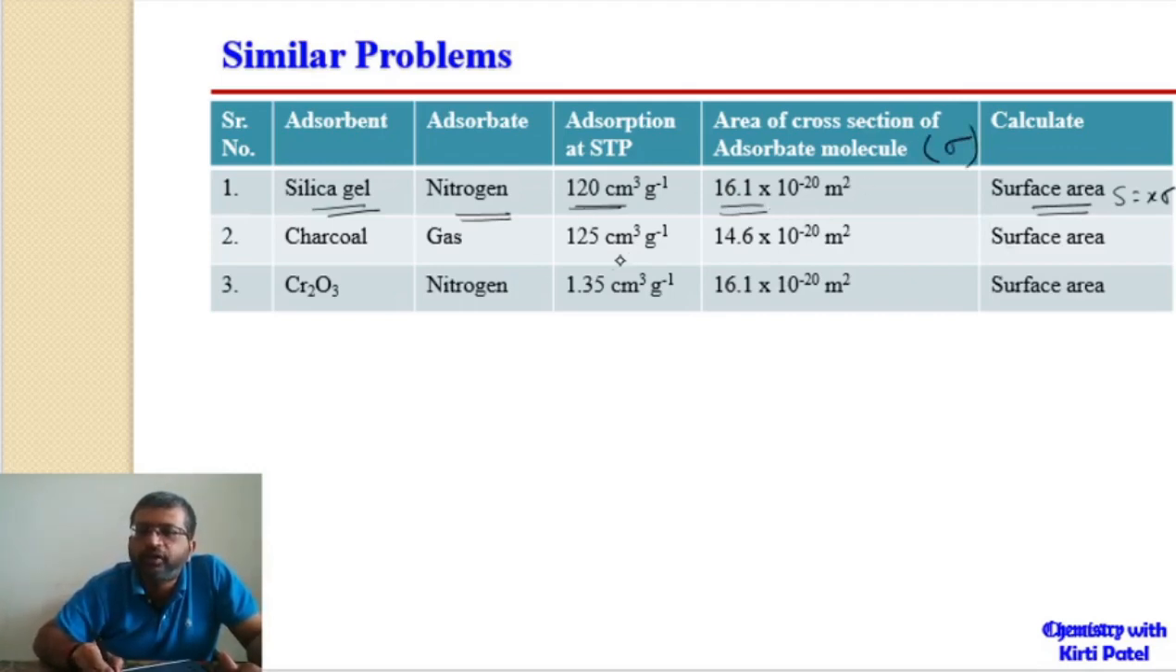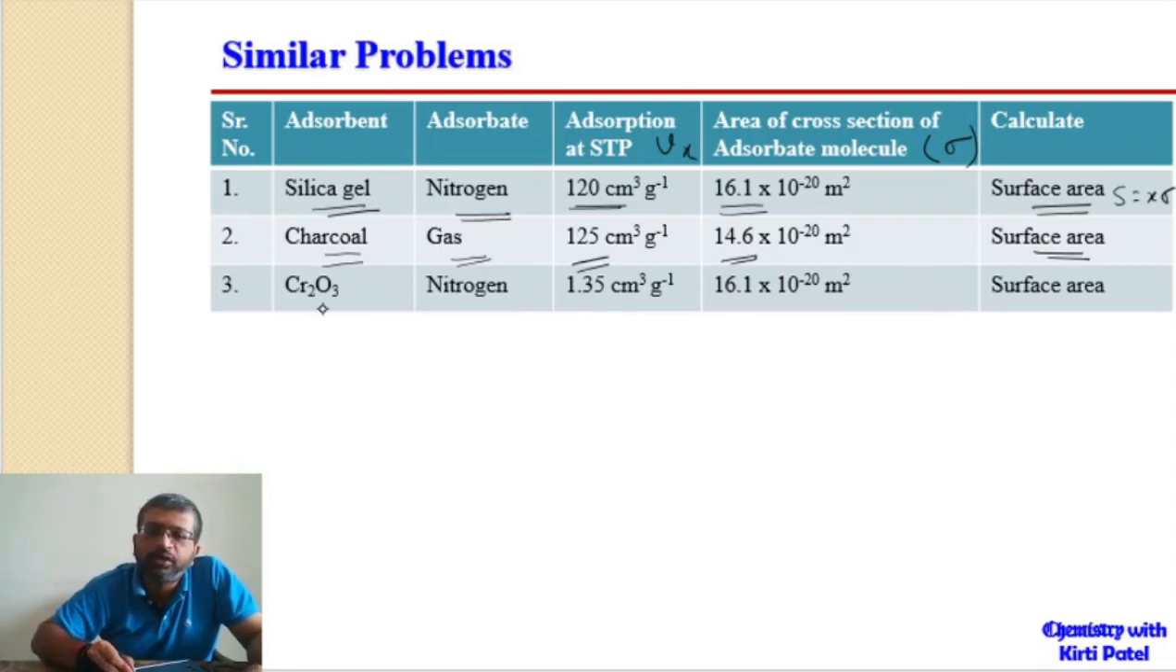X you can calculate from adsorption at STP. So Vx is being given. From Vx you can calculate X, and from X you can calculate the surface area as S is equal to X into sigma. Similarly, in the second problem, the adsorbent taken is charcoal, and an unknown gas is being taken, and this gas was adsorbed as 125 cm cube per gram of charcoal, and the area of cross section of that gas was 14.6 into 10 raised to minus 20 meter square. You need to calculate the surface area.